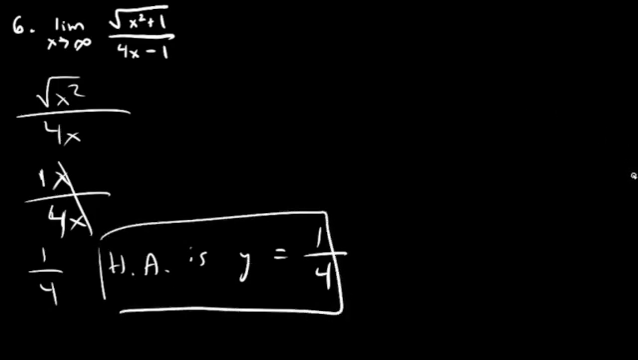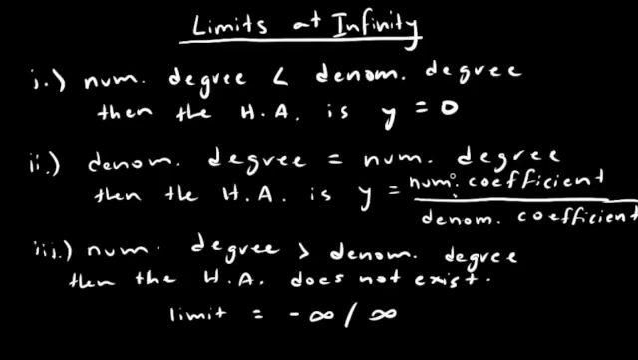So this is pretty much it for finding limits at infinity. So all you have to remember are these 3 rules. Whenever the numerator degree is less than the denominator degree, then the horizontal asymptote is y is equal to 0. Very simple. If the denominator degree is equal to the numerator degree, then you just take the coefficients and put them over each other. So the numerator coefficient over the denominator coefficient. And if the numerator degree is greater than the denominator degree, then it does not exist, and you just plug in either negative infinity or infinity, and that would be your limit, and that would be your answer too.